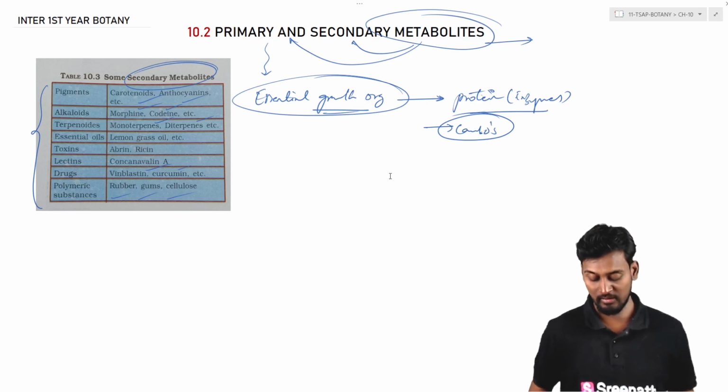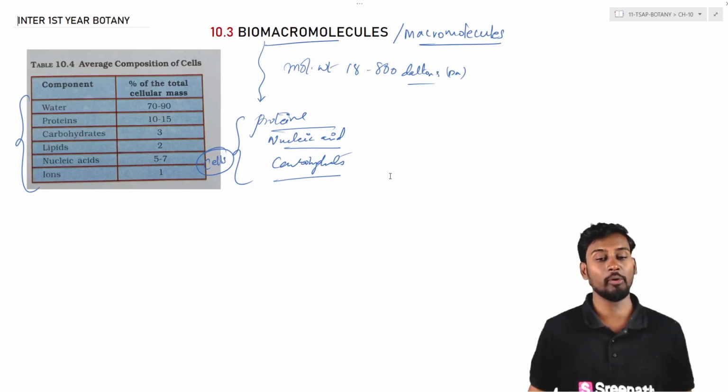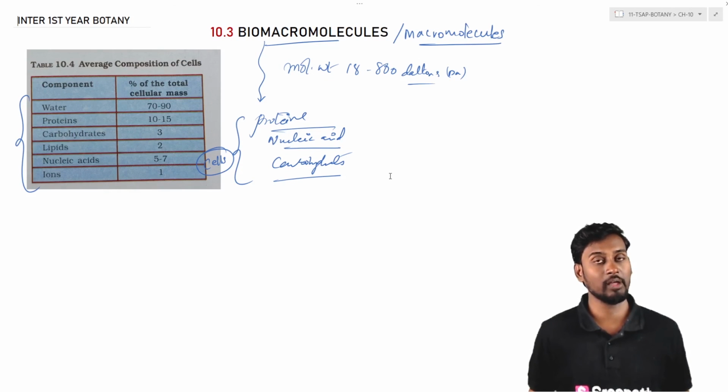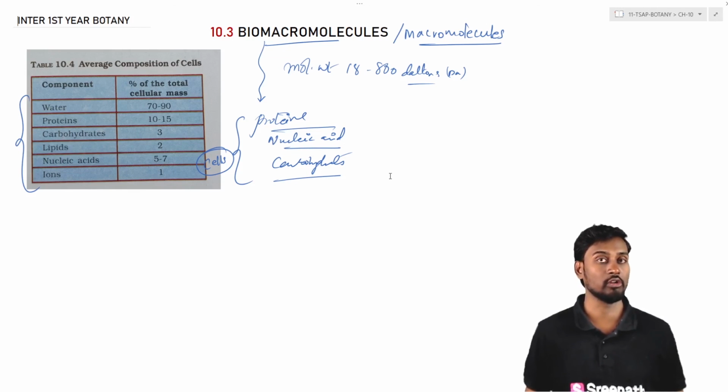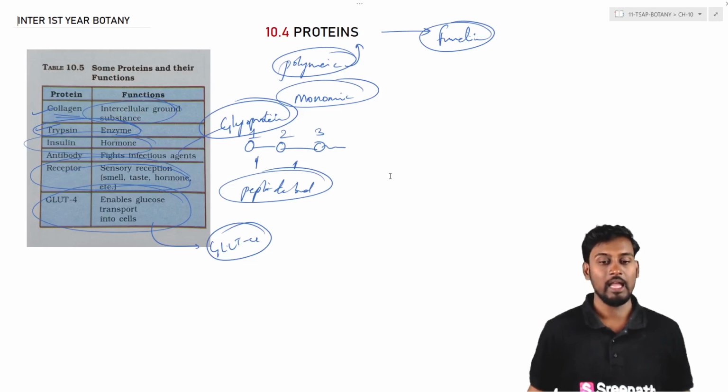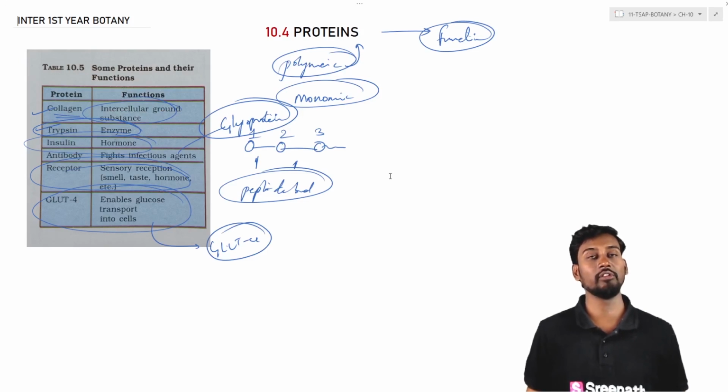for the cancer itself. Here we can see macro biomolecules as a percentage of total cellular mass: the carbohydrates are the highest and ions are the least ones. And coming to the proteins, they are the ones which are generally showing the functions.